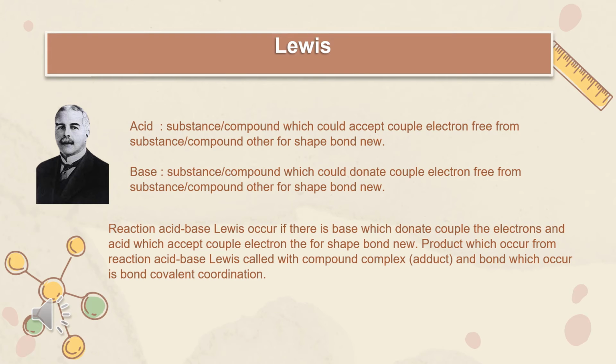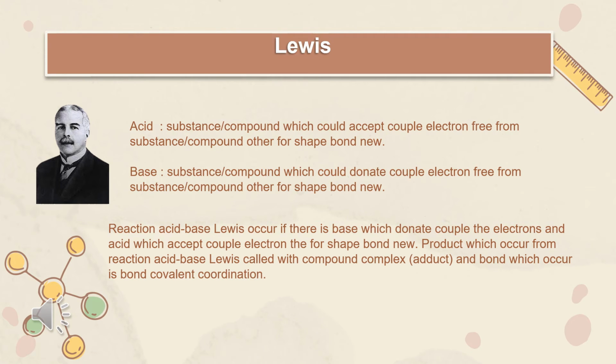Okay, after we know about the Arrhenius and the Bronsted-Lowry theory, now it is the last figure that has an opinion about acid and base. An acid, according to Lewis, is a substance or compound which can accept a free electron pair from another substance or compound to form a new bond, and a base is a substance or compound which can donate a free electron pair from another substance or compound to form a new bond.